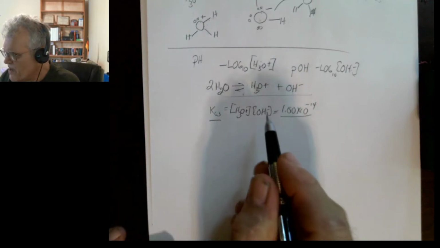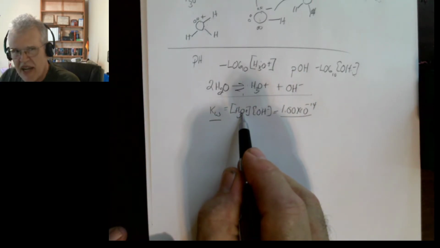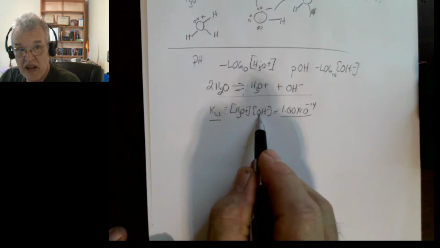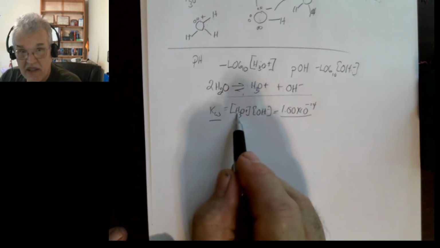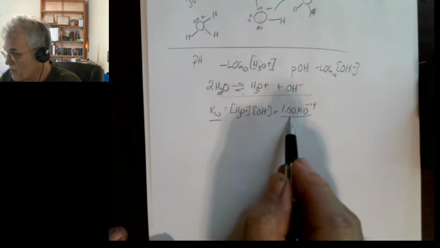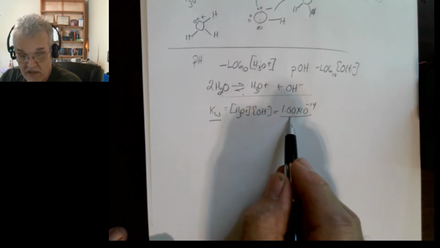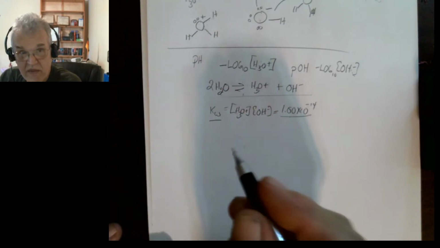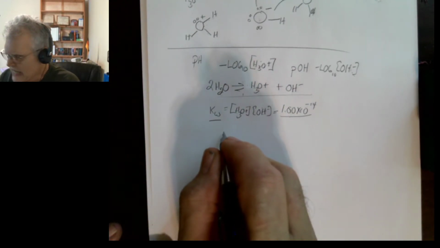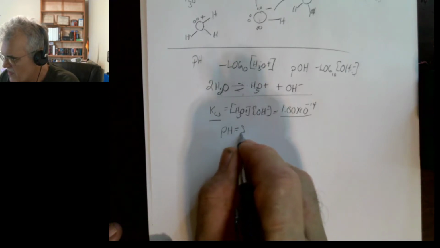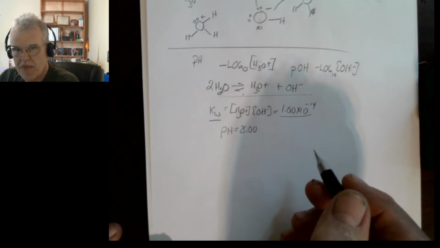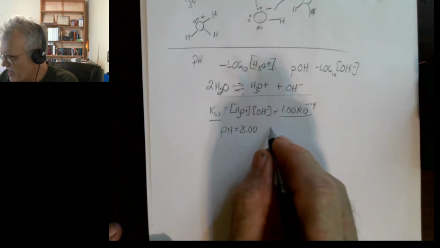It also tells me that if I know my hydronium ion concentration, I can calculate the hydroxide ion concentration. If I know the hydroxide ion concentration, I can calculate the hydronium ion concentration, because they're equal to a constant over there. Let's do an example of that because that's valuable to know and use. Let's say I have a solution which has a pH of 8.0. So what is my hydronium ion concentration?